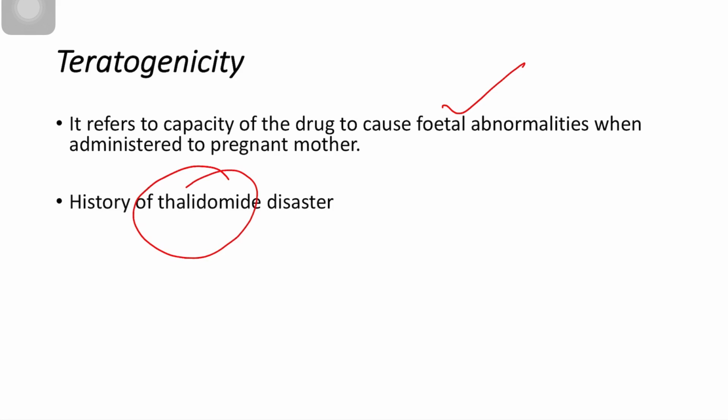Thalidomide was actually around the 1960s. It was available as an over-the-counter medication, and you know the over-the-counter medications, medicines for which no prescription is needed. So many pregnant women took the medicines for nausea and vomiting that they developed during the first trimester of pregnancy, and eventually the babies that got born had some abnormalities like seal limb.